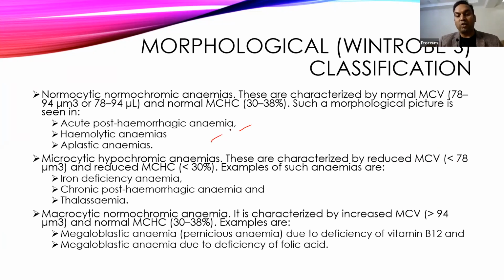The microcytic hypochromic, here the size of the cell is a little bit lower, and the hemoglobin content of the cell is also very less, and that causes microcytic hypochromic anemia, that you can see in iron deficiency anemia, thalassemia, and chronic anemia because of chronic hemorrhages. Then macrocytic normochromic anemia, that you can see in two conditions: vitamin B12 and folic acid deficiency.